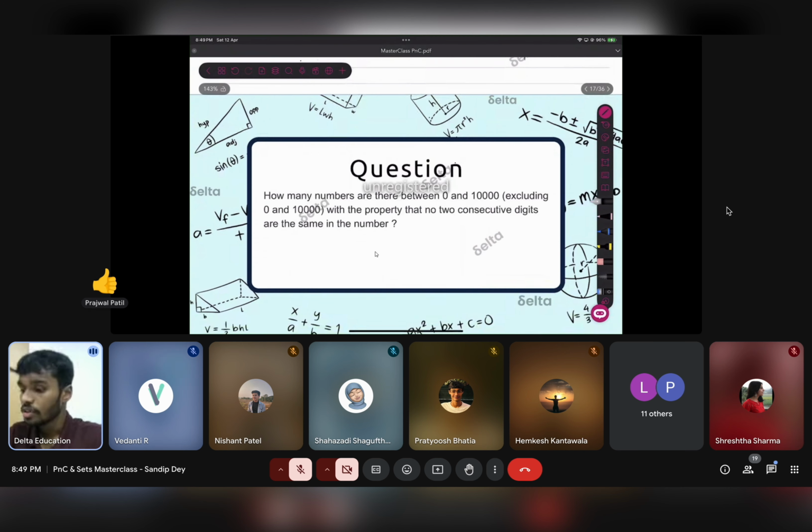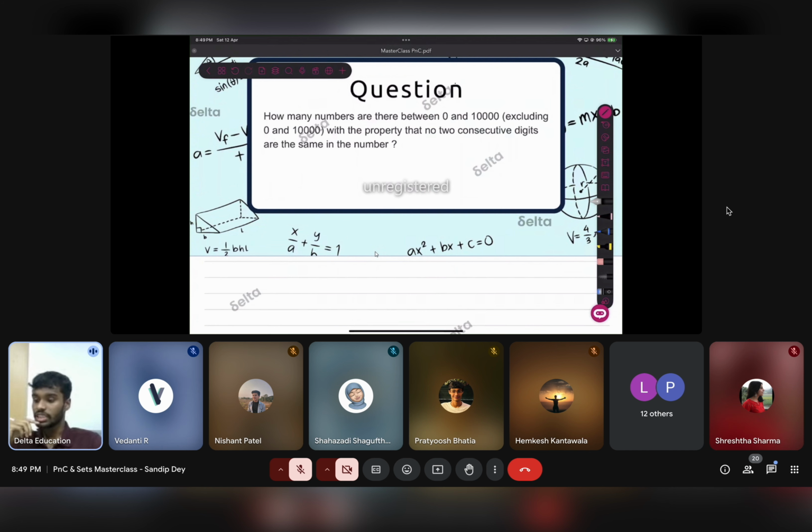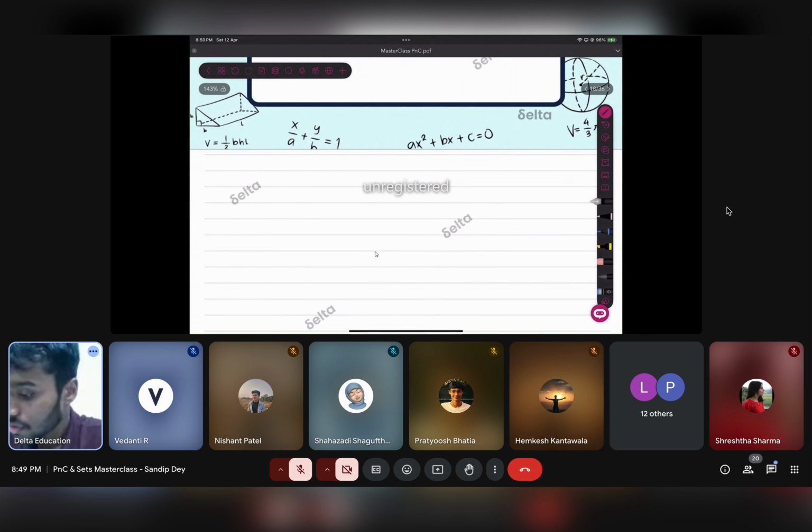Okay, so let's move on to our next question. How many numbers are there between 0 and 10,000, excluding 0 and 10,000, with the property that no consecutive digits are the same in the number? Okay, so I have to find out, first of all, numbers where no consecutive digits are the same.